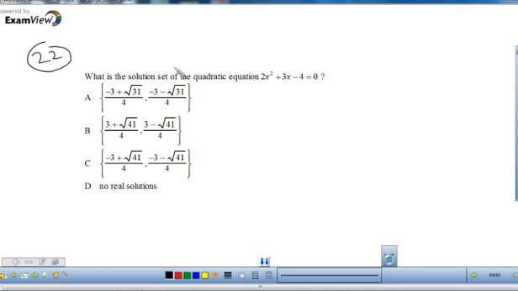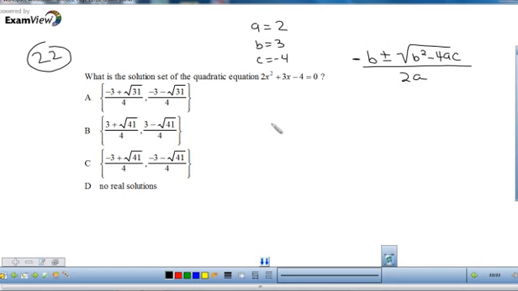What is the solution set? So I know that I'm going to have to use the quadratic formula: opposite of b plus or minus the square root of b squared minus 4ac, all over 2a. So a is the coefficient of x squared, b is the coefficient of x, and c is my constant. Remember, I'm going to do my discriminant over here.